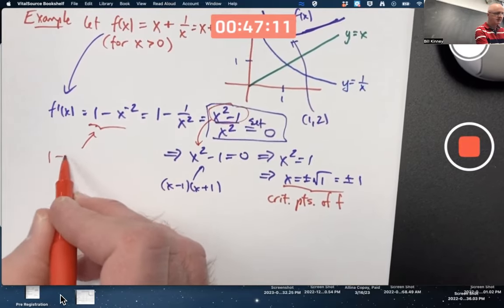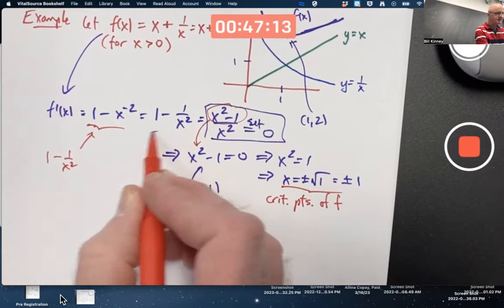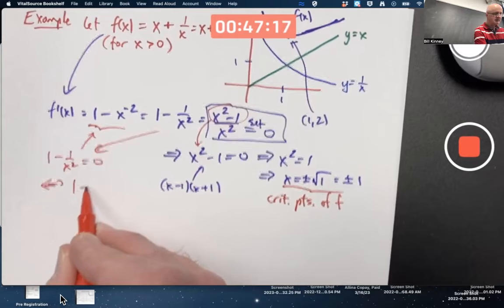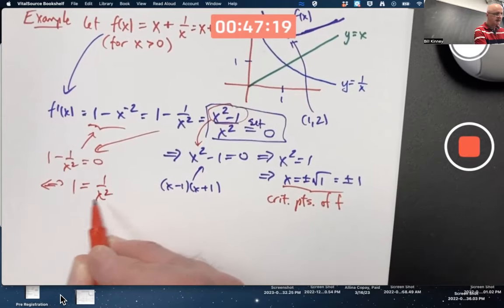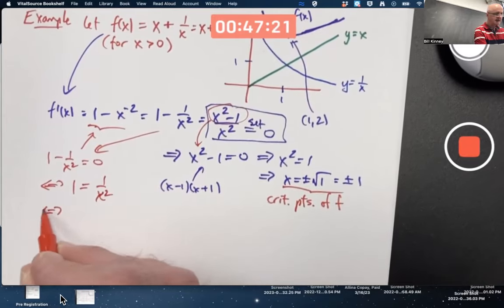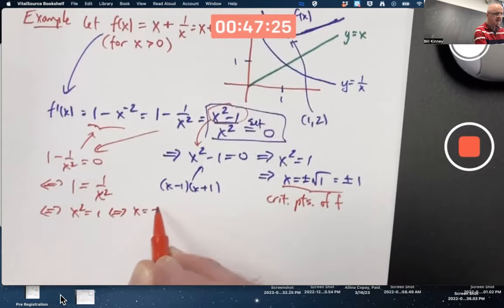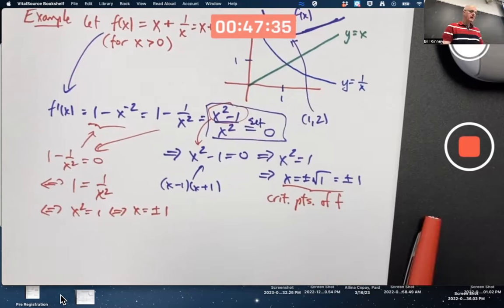If you set this equal to 0, or this, and solve for x, you would really get the same equation to solve for x. X squared would be 1, so x would be plus or minus 1. Same answer. Again, what do you do with these critical points? Well, let's just focus on the positive one.